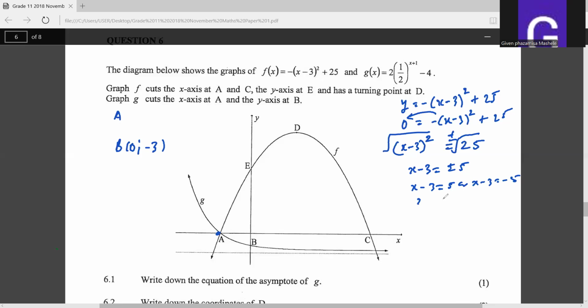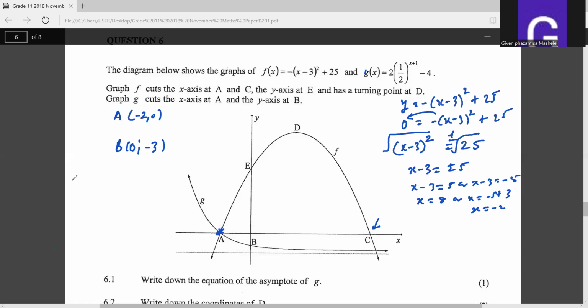So x equals 8, or x equals minus 5 plus 3, which is x equals negative 2. So you see that the 8 is here, the negative. It means the coordinate of A here is negative 2 and 0. We can still use this to determine the x-intercept. I mean, we can still use the exponential because at A, it's also there.